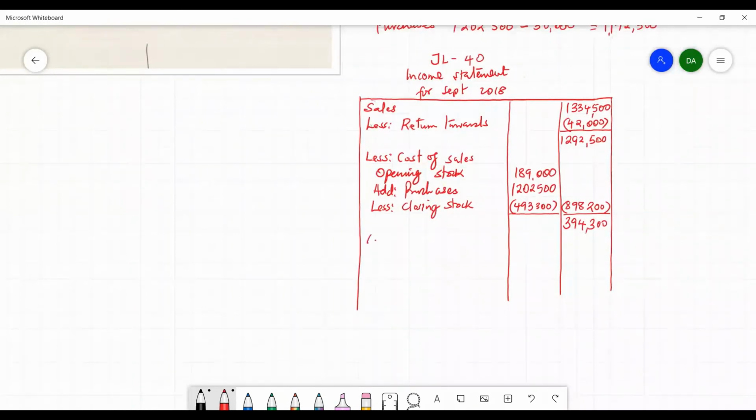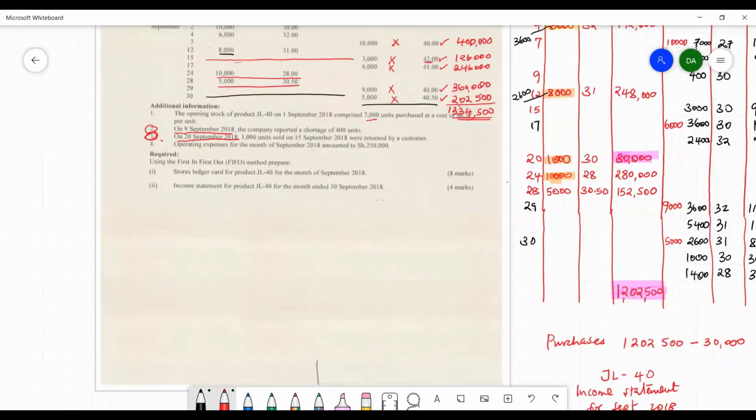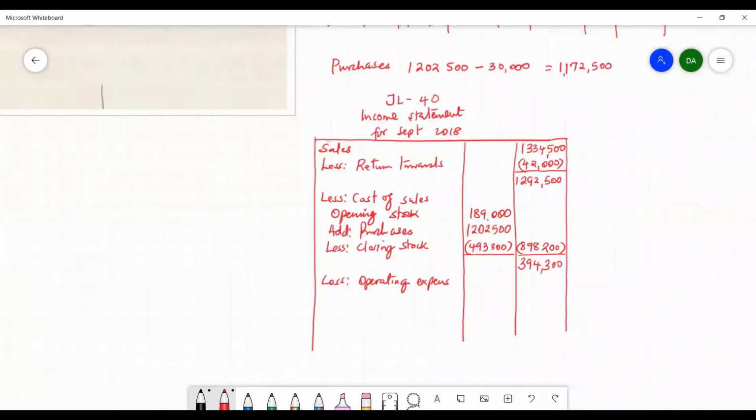From 394,300, we need to less operating expenses. We are told from the question that the operating expenses for the month of September were 250,000. So subtract 250,000, so that we remain with the net profit. This is the gross profit. If we subtract operating expenses, then the net profit is a total of 144,300. 144,300 is now the net profit for this particular question.